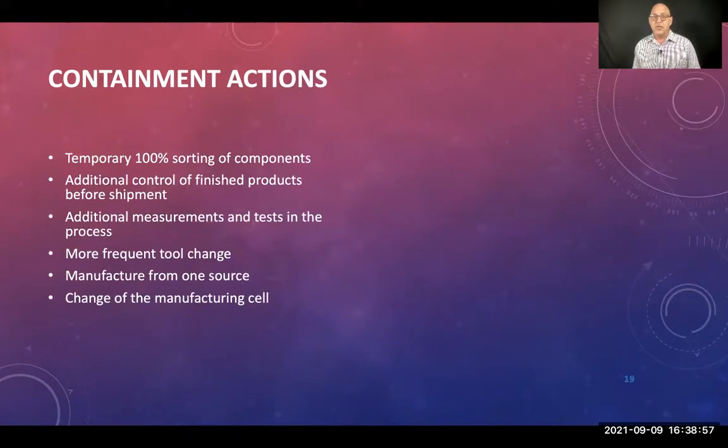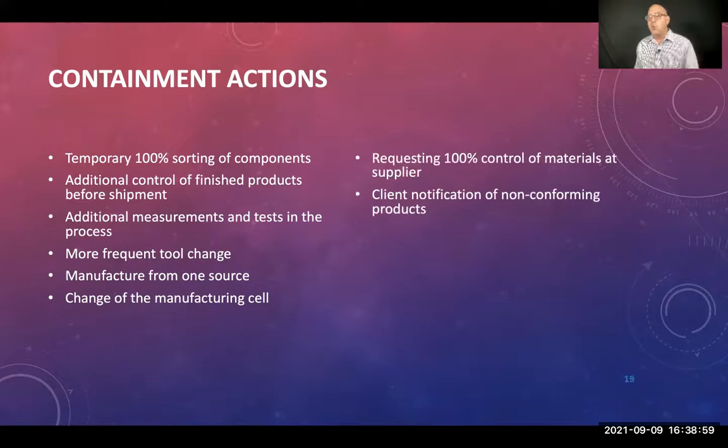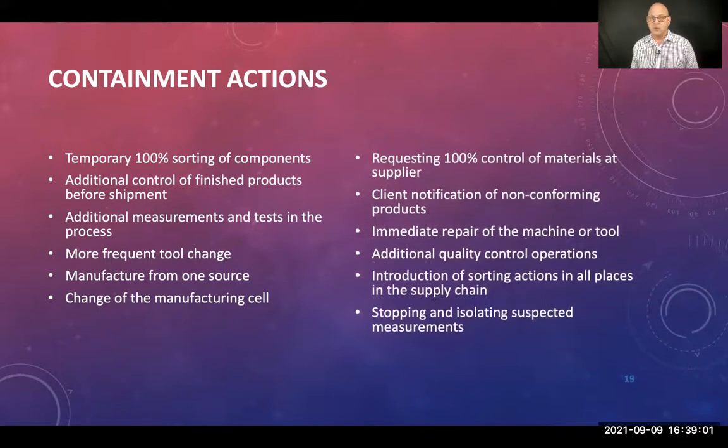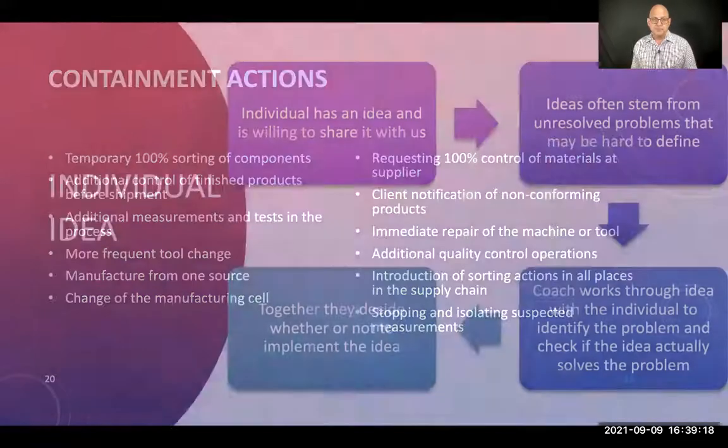We pull everything in and we inspect 100% of everything before we send it to the customer again. Might lead to more frequent tool change, might lead to eliminating a particular supplier, might lead to introduction of sorting actions everywhere in the supply chain. So containment can be pretty involved and pretty expensive.